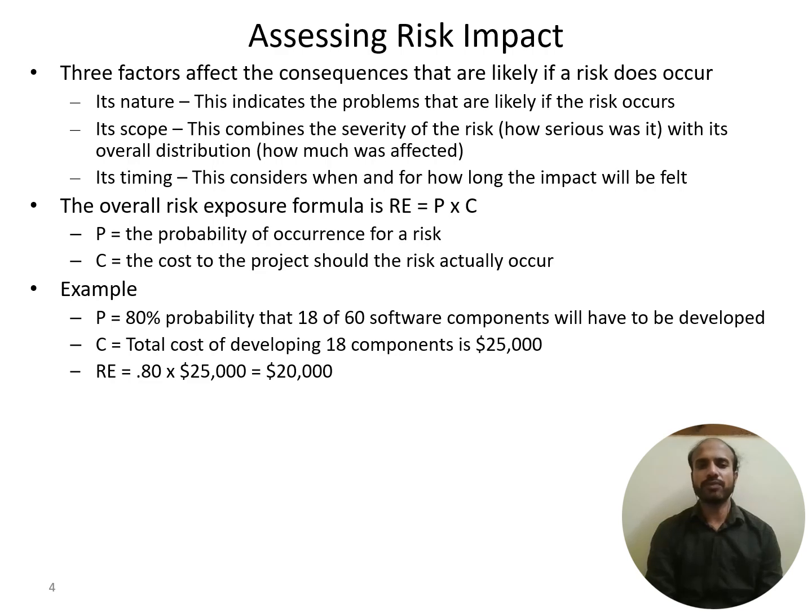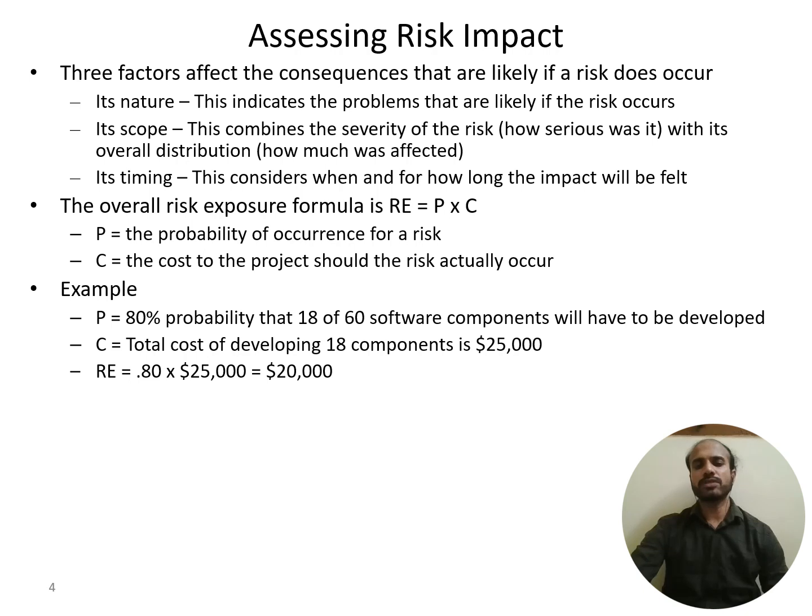Three factors affect the consequences that are likely if a risk does occur. Its nature: this indicates the problems that are likely if the risk occurs. Its scope: this combines the severity of the risk, how serious it was, with its overall distribution, how much was affected. Then its timing, that is when and for how long the impact will be felt. So these three factors will affect the consequence: the nature, scope, and timing.